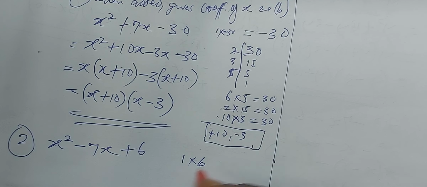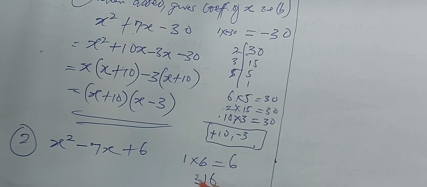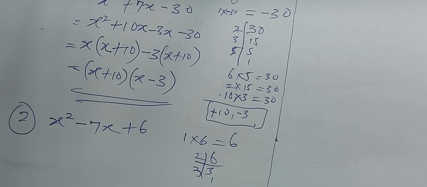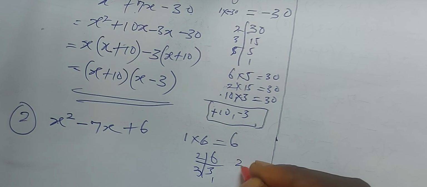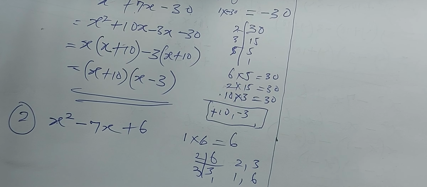Okay, so what are the factors? If you multiply it, you have 6. Find the two factors of 6, which are 6, 3, 3, 1. Okay, so that is the factor of 6. So you begin to pair them. We have 2, 3. We have 1, 6.